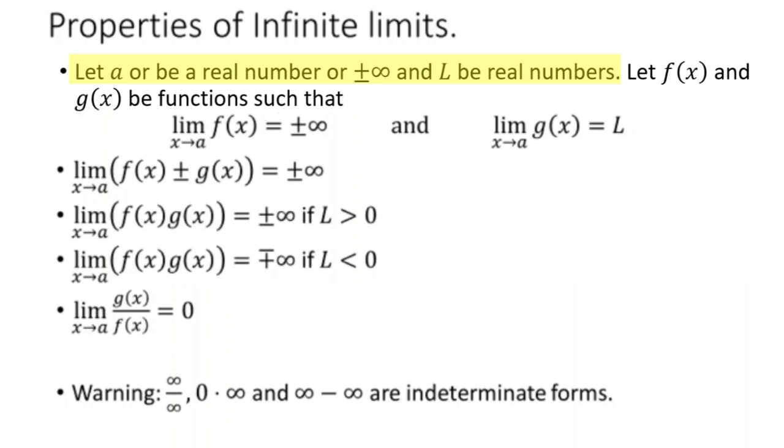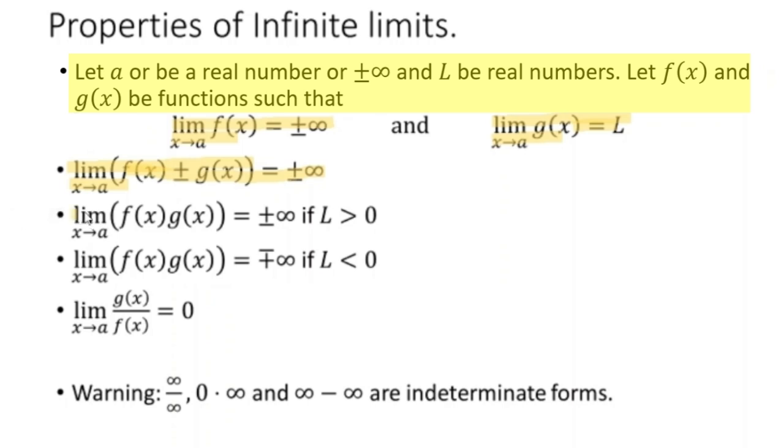We're going to let f of x and g of x be functions such that the limit as x approaches a of f of x will be plus or minus infinity, and the limit of g of x as x approaches a will equal L. Our first property, the limit as x approaches a of f of x plus or minus g of x will equal plus or minus infinity. In other words, when I add or subtract a number from positive or negative infinity, that will not change the value of the infinity. Positive infinity plus or minus a number will still equal positive infinity. Negative infinity plus or minus a number will still equal negative infinity.